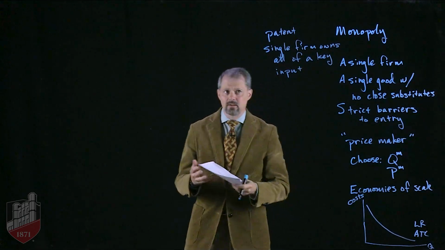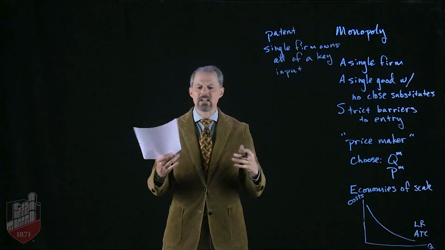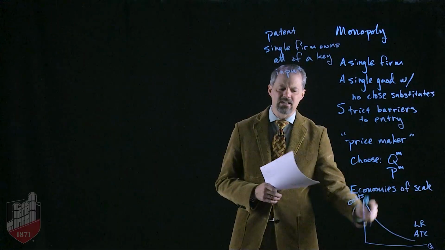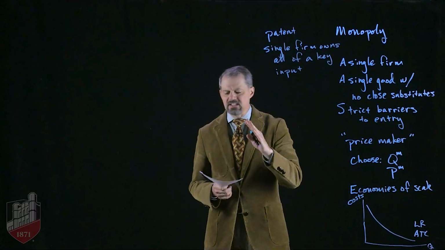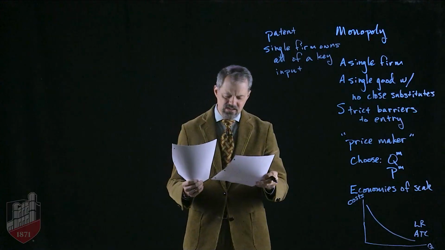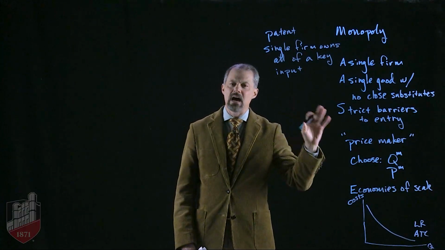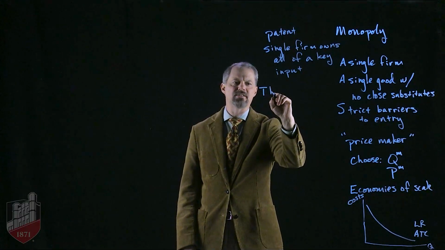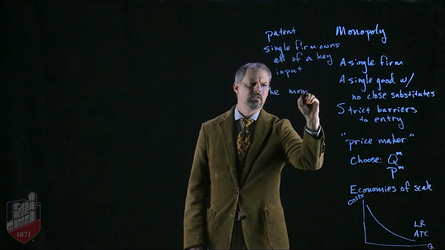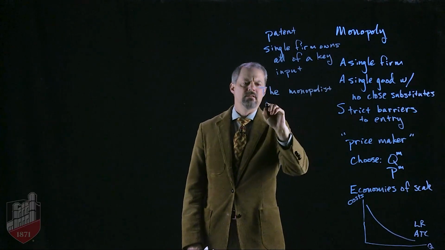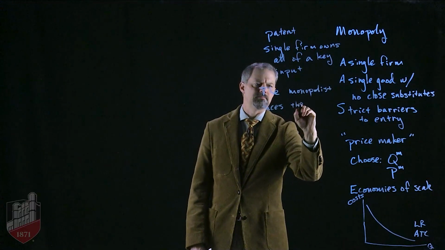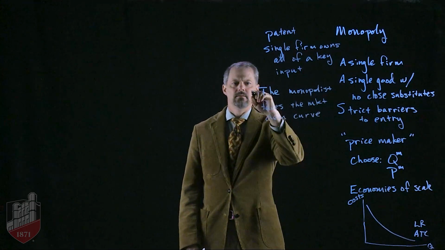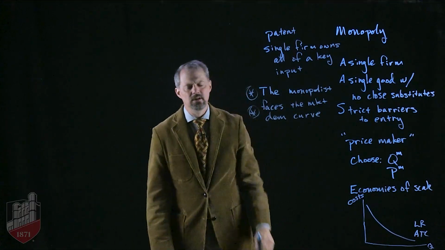Let's talk now about the theoretical underpinnings of how a monopoly is going to choose its quantity and its price. So here's the key thing. This is the key thing that separates a monopoly from all the other types of markets that we're thinking about, and that is that the monopolist faces the market demand curve. That's very important. So you need to, in your notes, put a couple of stars by that.